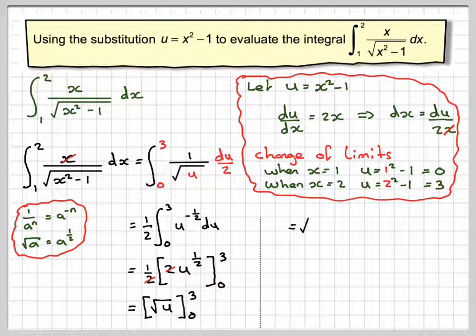So putting in the limits, we get the square root of 3 minus the square root of 0, and we're just going to leave that as the square root of 3.